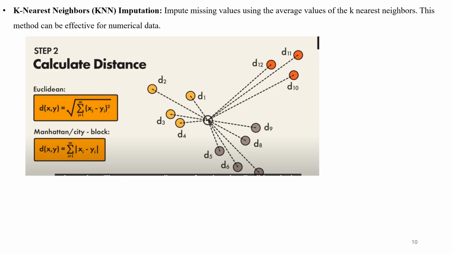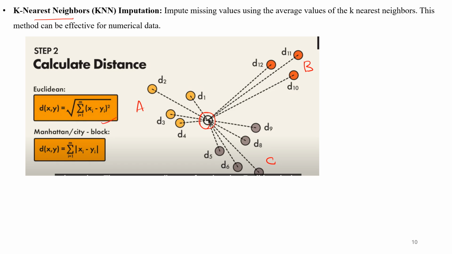So let's see one more type, which is k nearest neighbor. Let's say this shade is class A, this shade is class B, and this shade is class C. Here this is my unknown. For this, I need to find whether this point belongs to A, B, or C. Generally we'll use either the Euclidean method or the Manhattan city block method to calculate the distance. Let's see this example.